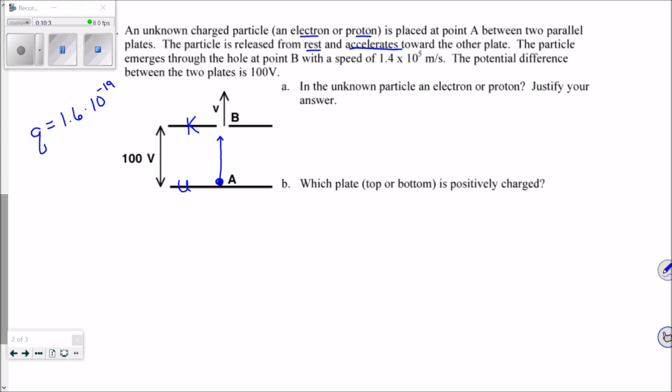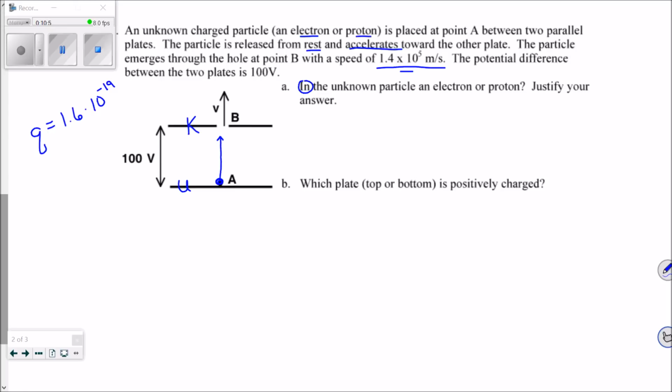It says the particle emerges through the hole at point B with a final speed, they don't use the word final, but a final speed of 1.4. So I start at rest and have just potential. I'm going to go through here. I'm going to have some kinetic because of this velocity. That should be the word. Is the unknown particle an electron or a proton?